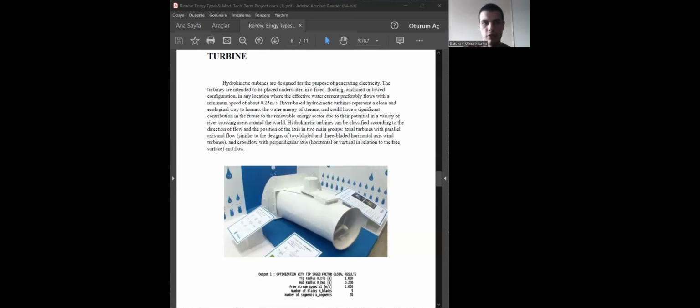The first type, cross-flow hydrokinetic turbines, also known as vertical axis turbines, capture kinetic energy of moving water with spinning plates oriented perpendicular to the direction of flow. And the second type is the axial flow hydrokinetic turbines, having a horizontal axis parallel to the water flow.